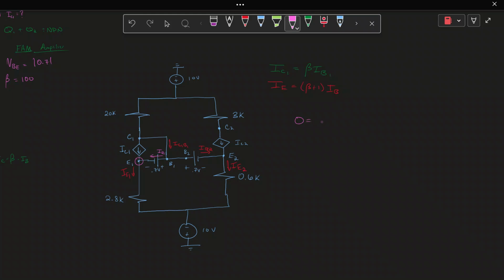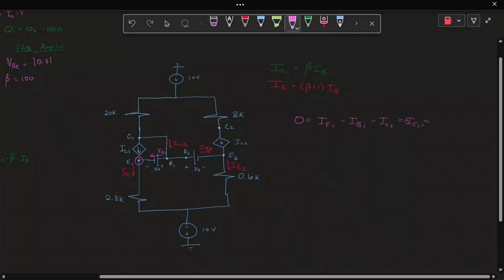Well, it's 0 is equal to IE is leaving that node, IE1. What is entering that node? Well, IB1 is entering that node, and IC1 is entering that node. Let's use the relationship between IC1 and IB1. We can rewrite this equation as IE1. I'll put an arrow so we can now set this equal to.